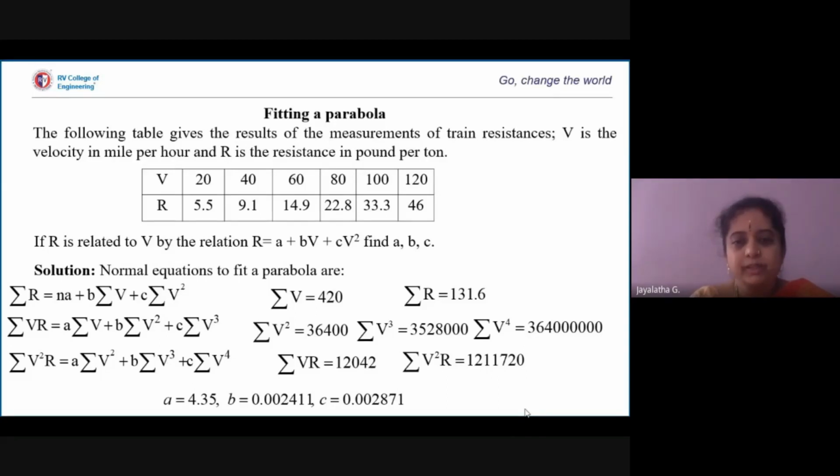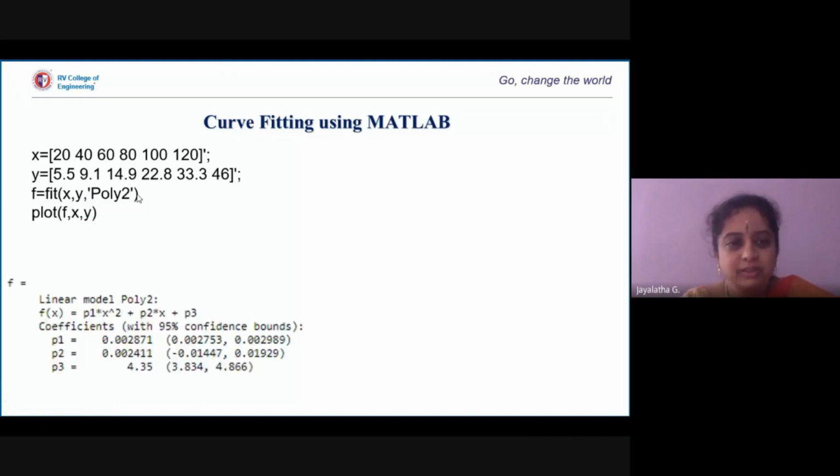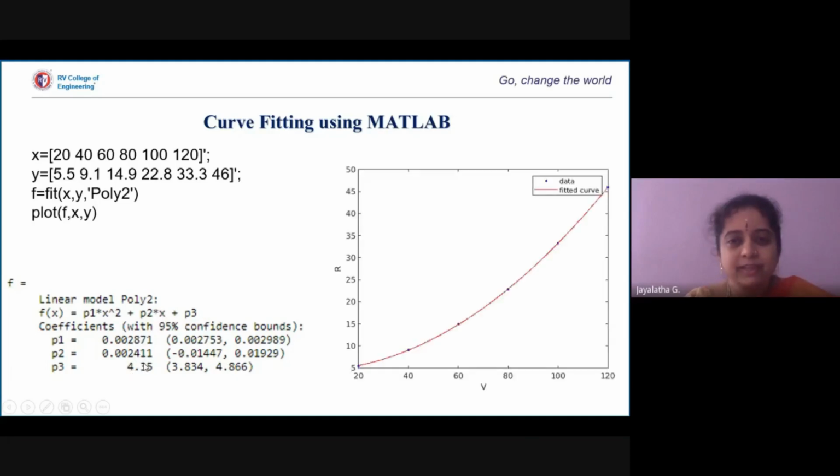Now let's see how we do it using Matlab. So you have poly2 here. Input for X and Y remains the same. You have to give them as column vectors. Just your fit type will change now to poly2. So it gives you, in this case, p1 x squared plus p2 x plus p3. So these are the coefficients p1, p2, p3. And this is your fitted curve. You can just see how nicely the blue dots are coinciding with the fitted curve.